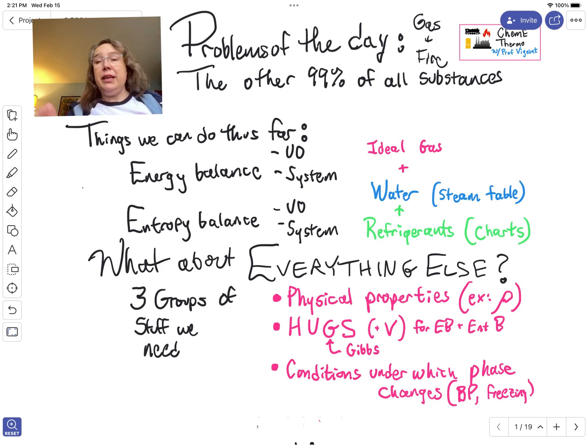And then finally, something that hasn't come up a whole lot yet, but we started to look at it with the refrigerants, we really need to know when different chemicals are going to change phase. Like, what's the boiling point of this? So those are the three things we're going to need to be able to calculate.